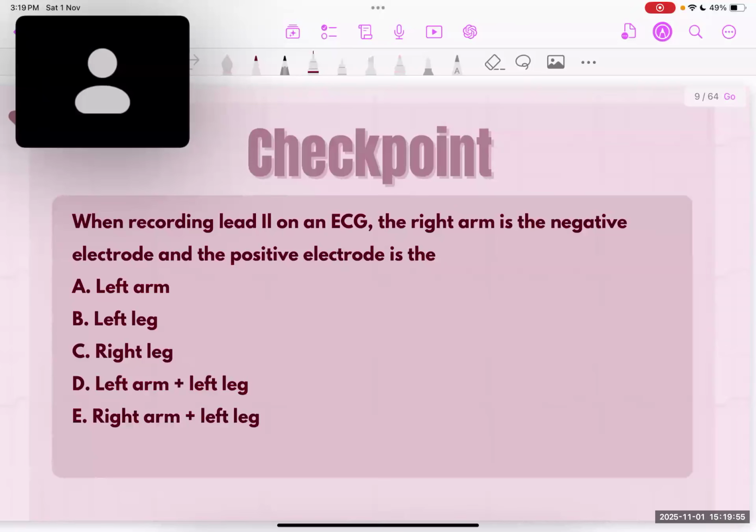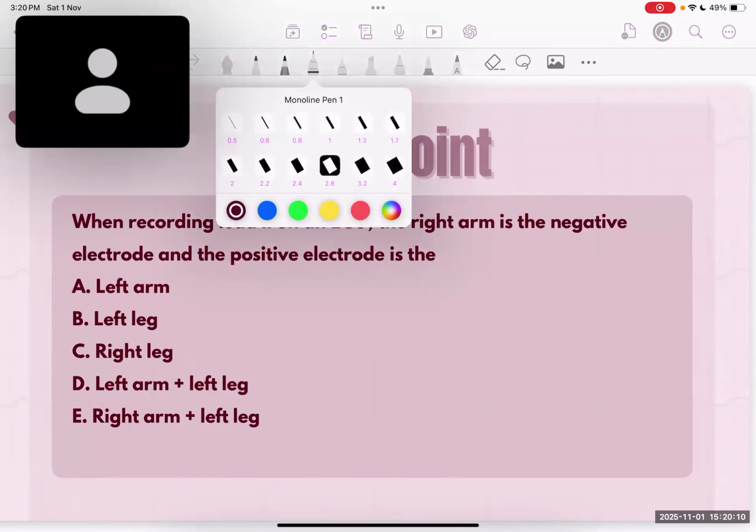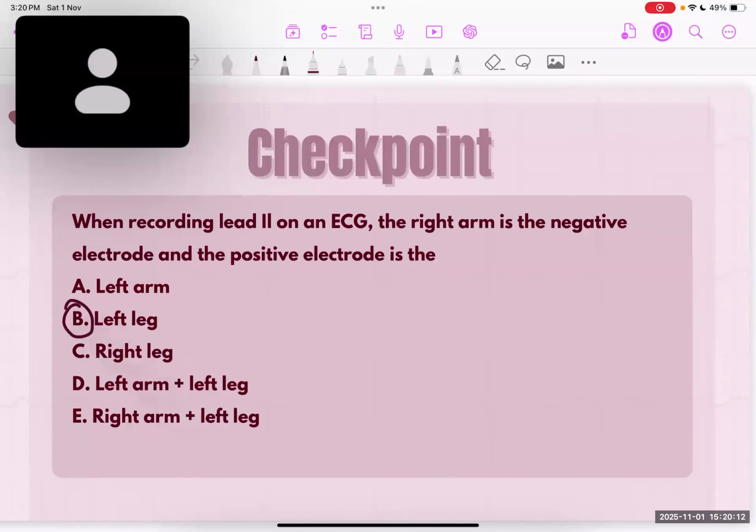Now, a quick checkpoint. When recording lead 2 on an ECG, the right arm is the negative electrode and the positive electrode is where? Anyone? Yes, perfect. That electrode is going to be on the left leg. You can draw the triangle for an easy understanding during the exam. So you can basically draw the whole triangle and solve it, but it's also easy to just memorize.